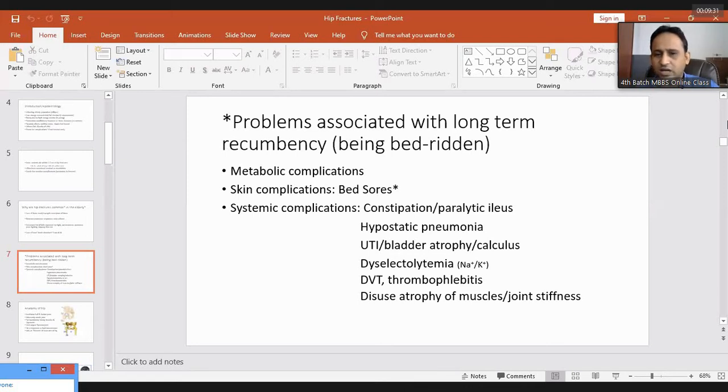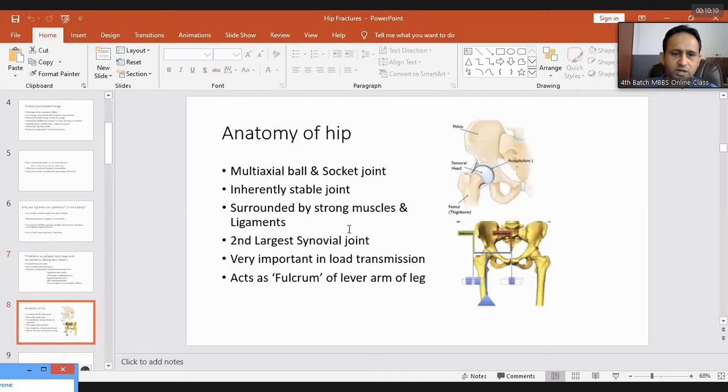And there is always significantly associated sodium potassium imbalance in these kind of bed-bound people. You can have deep vein thrombosis, which we'll talk about in later lectures. Quite an important thing, because there's a hypostasis going on, so it leads to deep vein thrombosis and further complications. Thrombophlebitis, if you are using a cannula and all this stuff, and if you are not using the muscles and the joints quite significantly, you are bound to have disuse atrophy of the muscles and joint stiffness. And in addition, you have metabolic complications, like blood sugars and everything not being well controlled when you are bedbound.